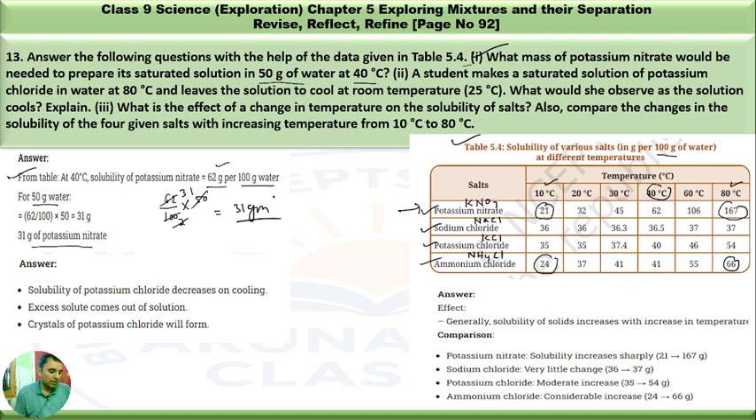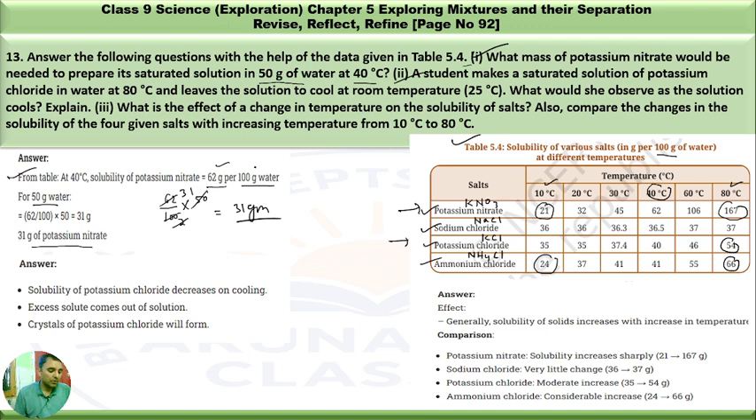The second part of the question is: a student makes a saturated solution of potassium chloride in 80 gram of water at 80 degrees Celsius and leaves the solution to cool to room temperature. What would she observe as the solution cools? Explain. So the second part of the question is about 80 degrees Celsius, and we are talking about a salt called potassium chloride, where the solubility is 54.